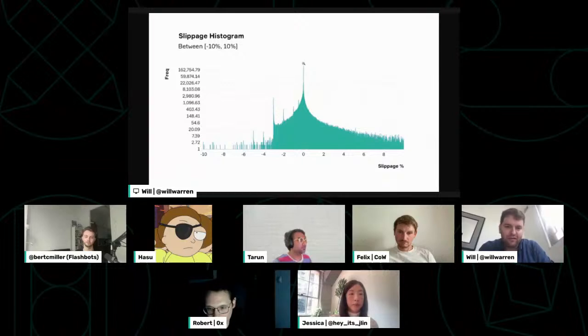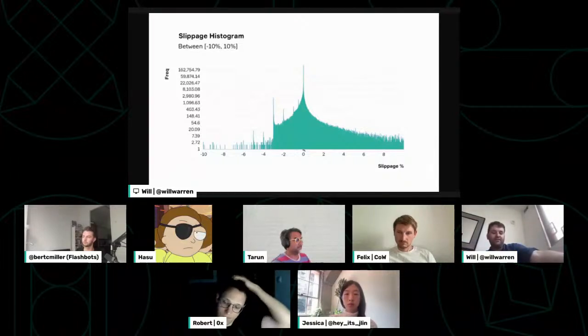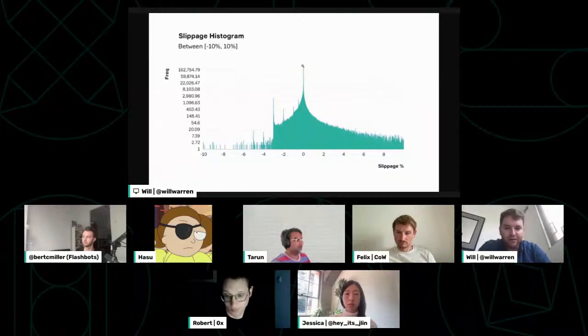What this plot shows is empirical data collected from 0x API trades, and it shows the slippage. It's essentially the difference between the price that is shown in the user interface and the price that the user actually gets in their wallet once their transaction hits the blockchain. So what's the difference between what they were shown in the UI and what they actually got once their transaction hit the blockchain? Positive slippage is a good thing. The user is getting more than they were advertised.